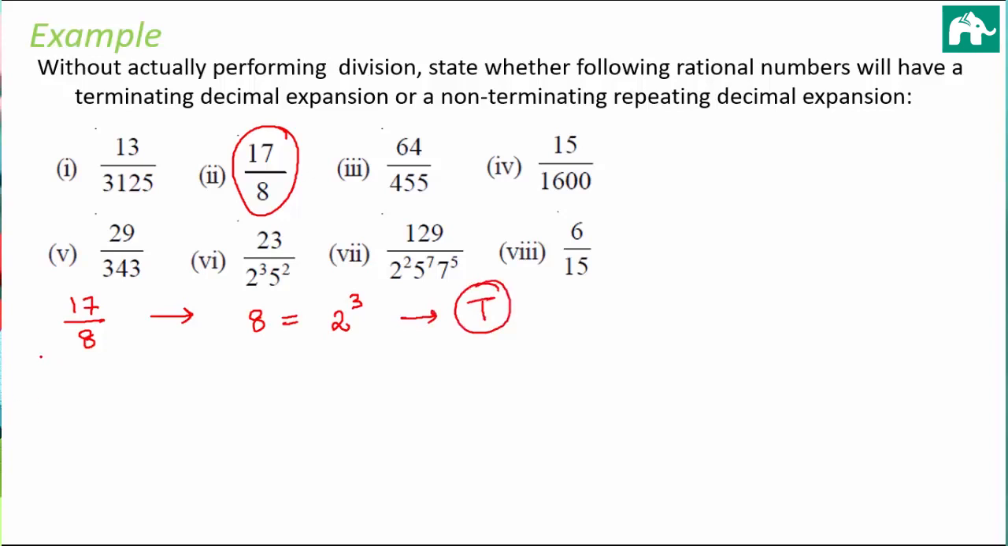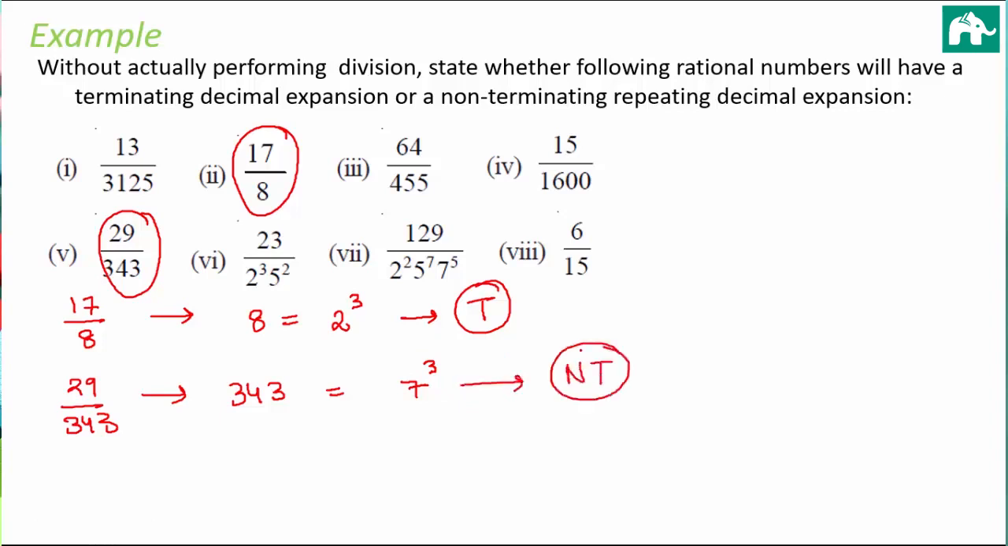Let's look at another example, say 29 by 343. In this case, if you focus on the denominator, which is 343, this can be written as 7 to the power 3. So it is not in the form of 2 to the power n, 5 to the power m. Therefore, this is non-terminating. Let's take a few more examples.